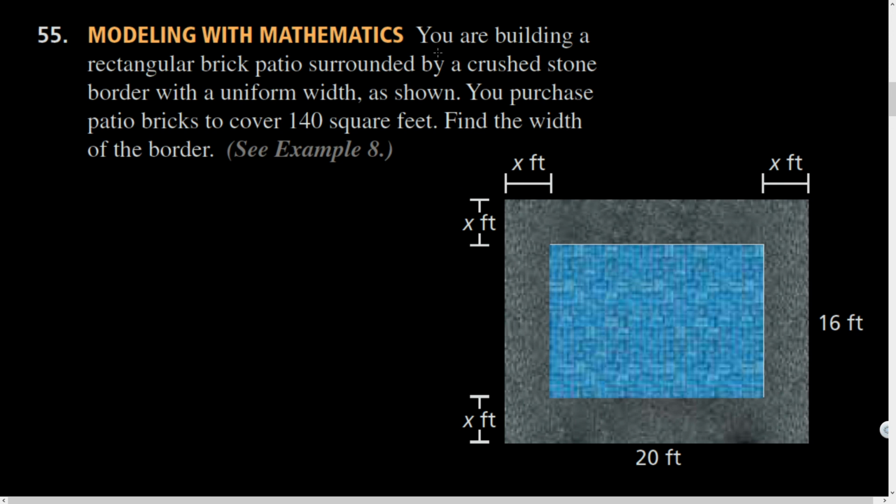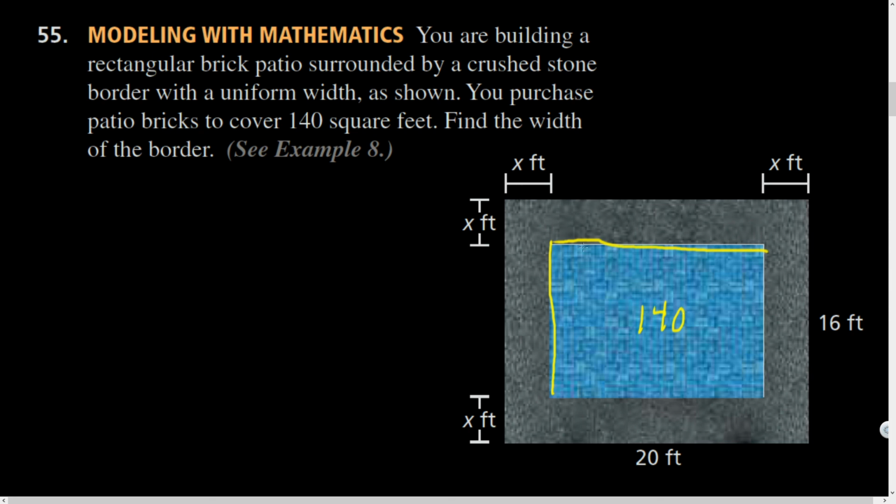Okay. You are building a rectangular brick patio surrounded by a crushed stone border with a uniform width, as shown. You purchase patio bricks to cover 140 square feet. So the patio is this part right here, the blue part on my screen. I've inverted the image, so it was probably not blue on the original. And so that's 140 square feet. And so I've got to figure out the dimensions of these.